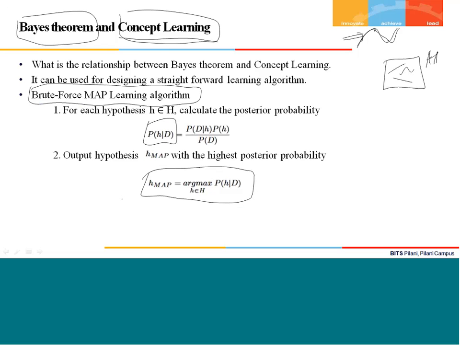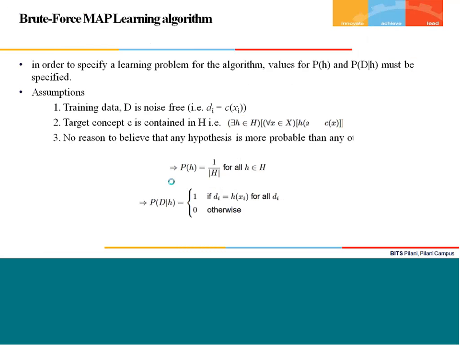So posterior probability, we assume that everybody has the same prior probability. In that case, this H map is equal to this expression. H map means the hypothesis that is maximizing this expression, maximizing this whole expression. So the hypothesis that's maximizing this expression is my H map. That is the most probable hypothesis.